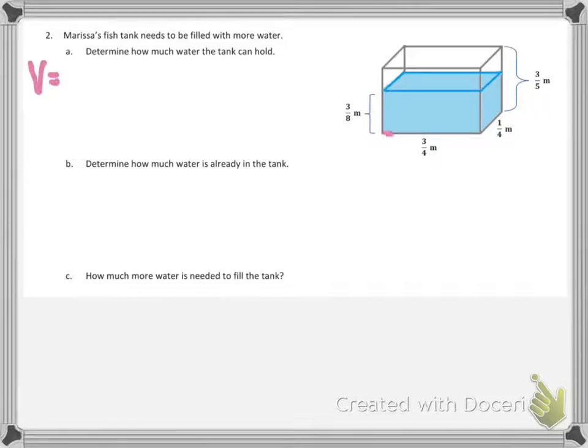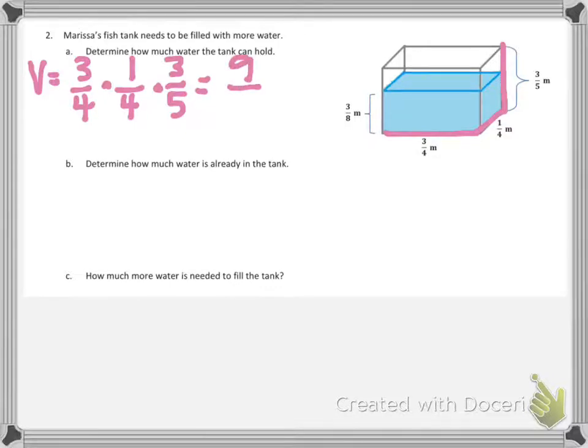Well, I've got length is here, 3/4 of a meter, times the width is 1/4. So that's the width, and then the height of the entire fish tank is 3/5. So this will tell us how much water the fish tank can hold. I don't see any simplifying that I can do, so we're just going to multiply. 3 times 1 times 3, that's 9. And 5 times 4 is 20, and 20 times 4 is 80. So it's 9/80 meters cubed. That's the volume of the entire tank.